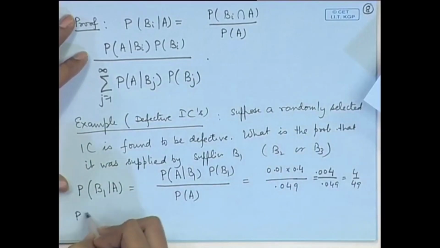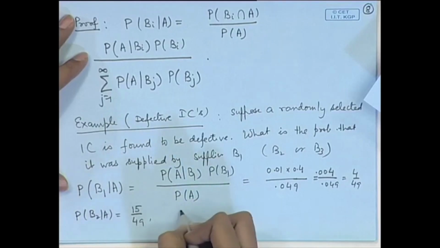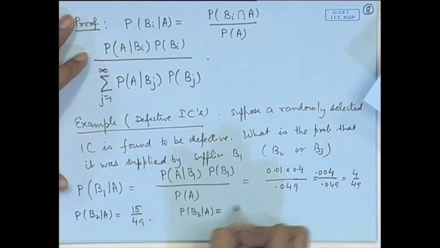If we look at probability of say B 2 given A, then in the same logic this will become equal to 15 by 49. If we calculate probability of say B 3 given A, then by the same logic it will become 30 by 49.